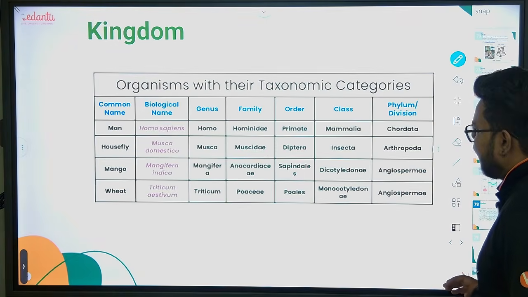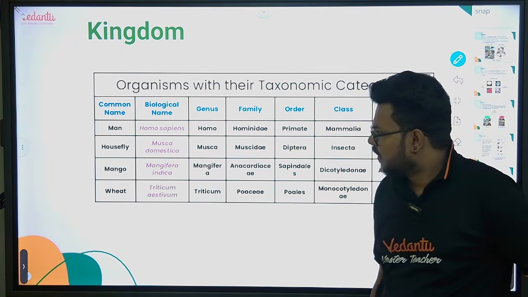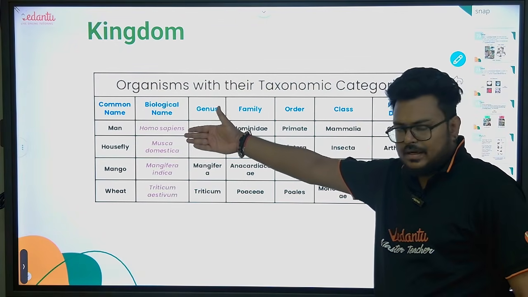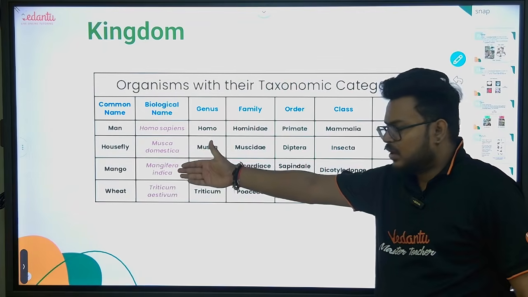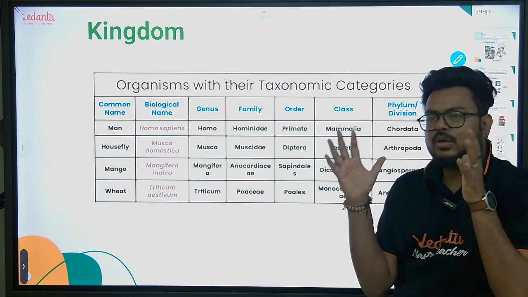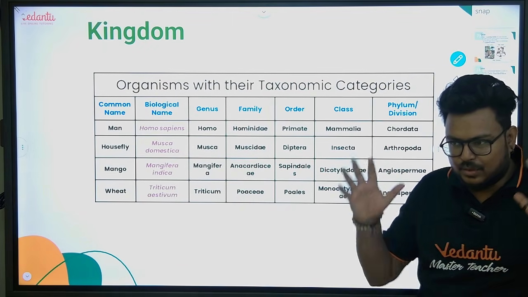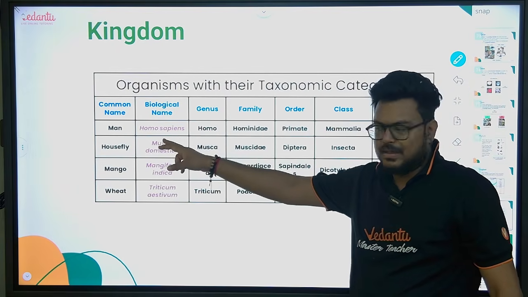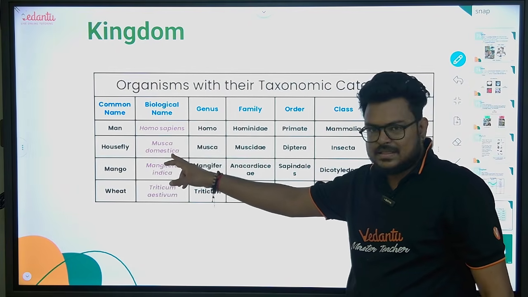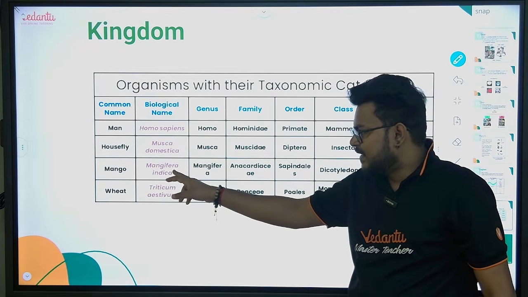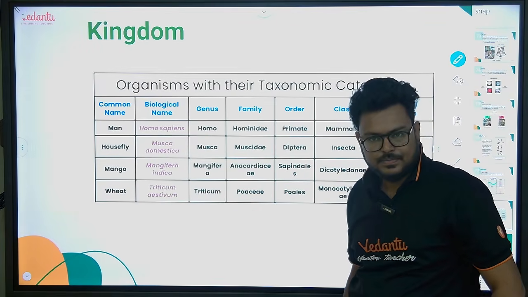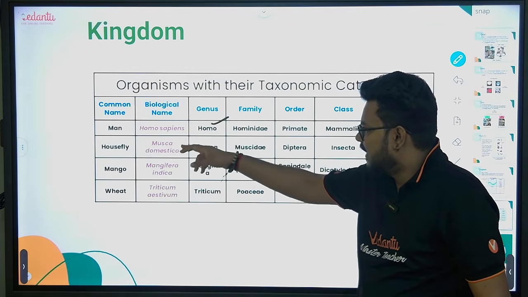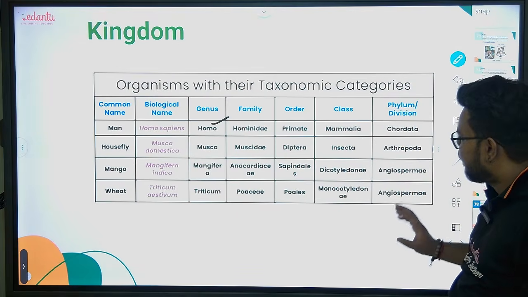Okay, this table, guys, is very important. They have given common names of man, housefly, mango, wheat. Now what you don't have to learn, that I will tell you, and what you have to learn, that you have to make, right? If we talk about the biological name of man, we remember Homo sapiens. Musca domestica, it is given in the animal kingdom also. Mangifera indica we know, and Triticum aestivum we also know. So here our genus is covered and species is covered, right?